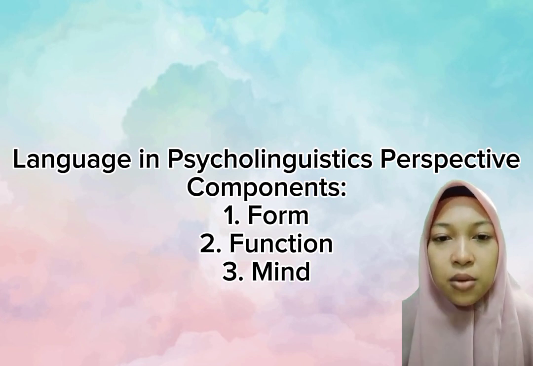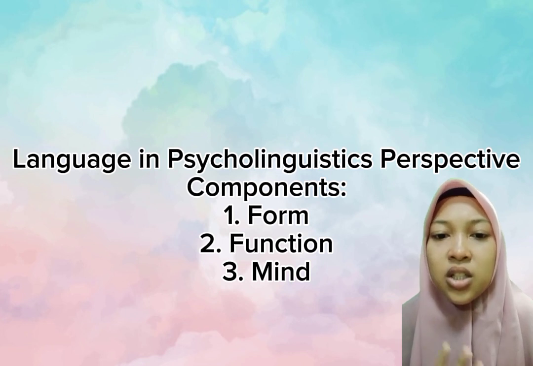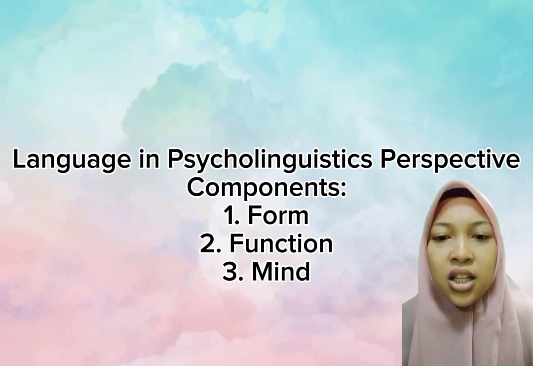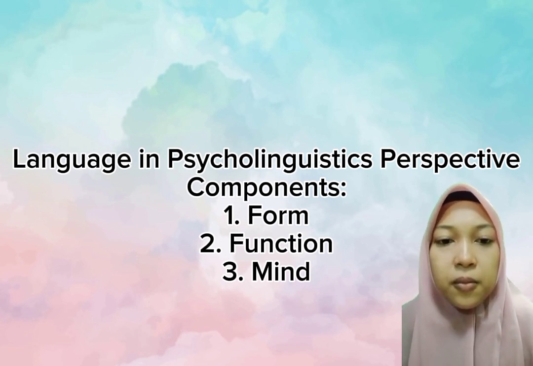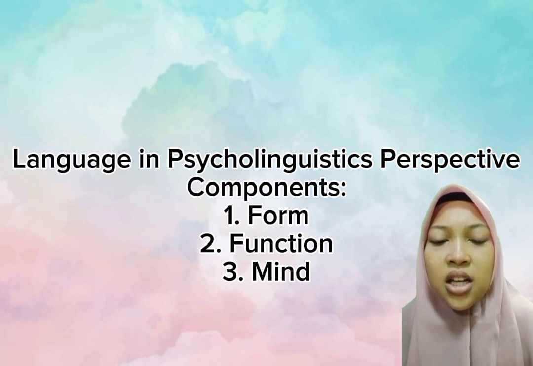Language in psycholinguistic perspective is seen as a communication tool used by humans which is influenced by thought. There are three important components, namely form. This is related to how language is realized in the phonological or sound, morphological or word structure, and syntactic sentence structure aspect. And then function includes understanding the meaning of word, sentence, and the use of language in a communicative context.